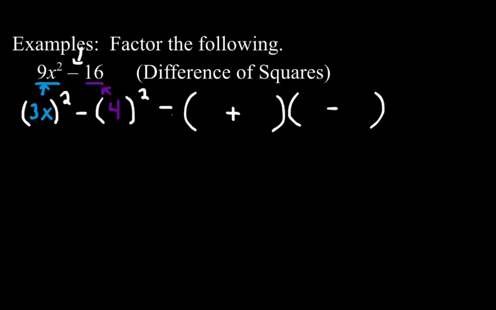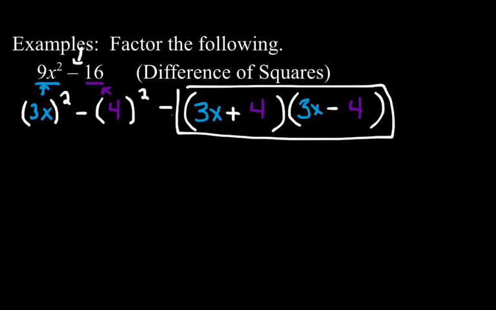And once we have that, we just fill in the blanks. So it's going to be the first part, the 3x, plus the second part, 4, and then the first part, the 3x, minus the second part, 4. And so without doing any of the work that we had been doing before, we can factor this, and it works out to be 3x plus 4 times 3x minus 4. And so that's the benefit of difference of squares, is it works out really quickly and really pretty easily if you can recognize that pattern.